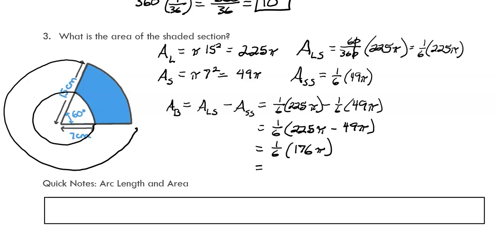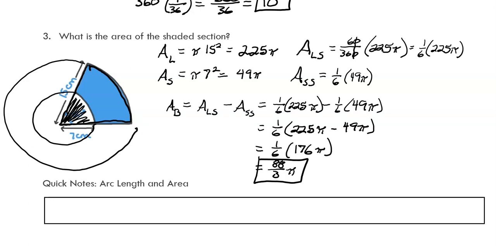I divided 176 by 2, and I got 88 over 3 pi. So that is the area of the blue section. Now earlier when I said sector, what I mean is that if I had this entire pi wedge, that's called a sector. And that is the large sector, and then this would have been the small sector.